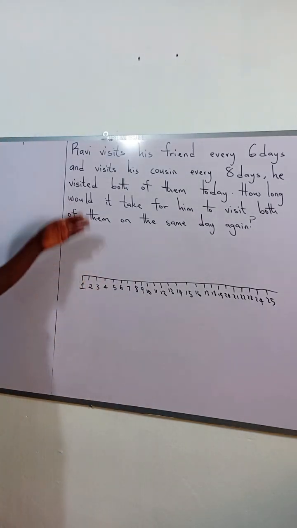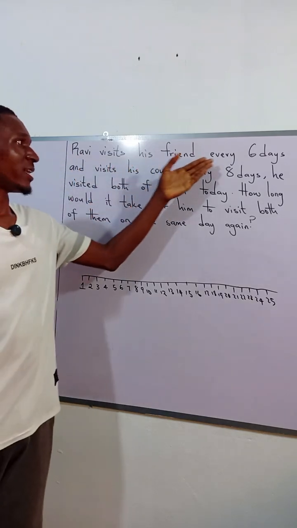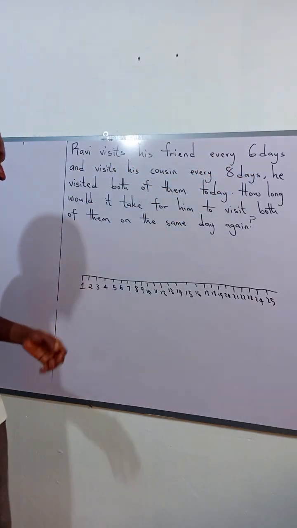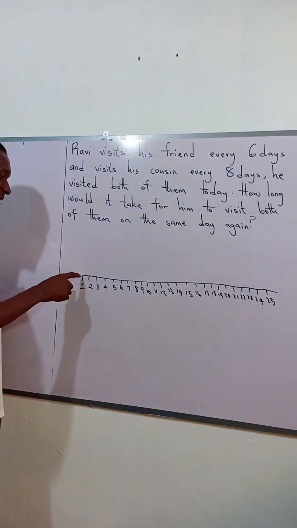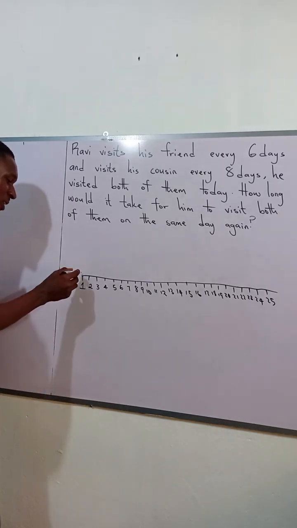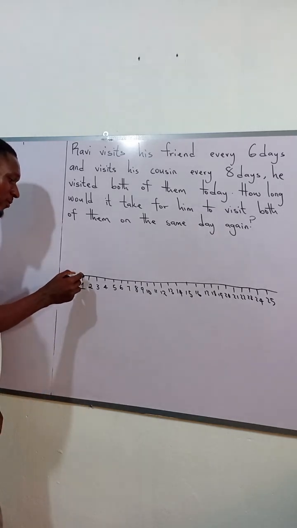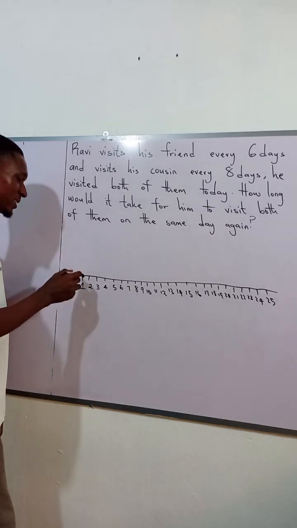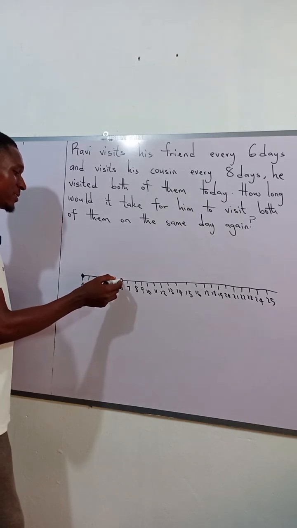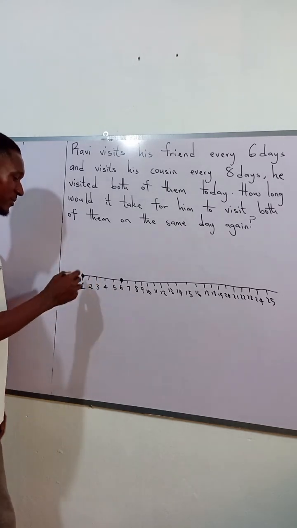So it says Ravi visits his friend every 6 days. So every 6 days, that means if Ravi visits his friend on this day 1, the next time he's going to visit him is on day 6. Are you getting it?